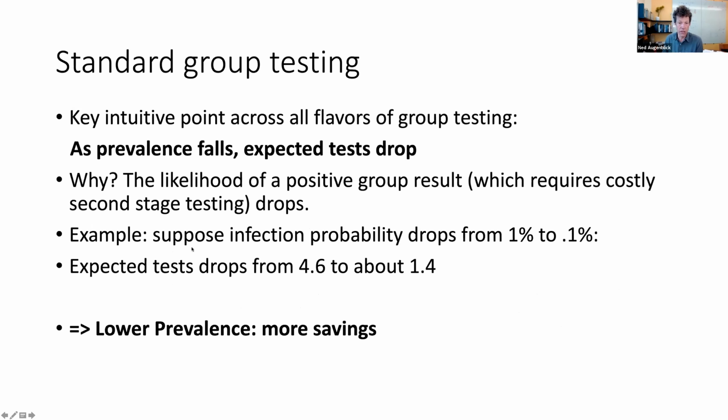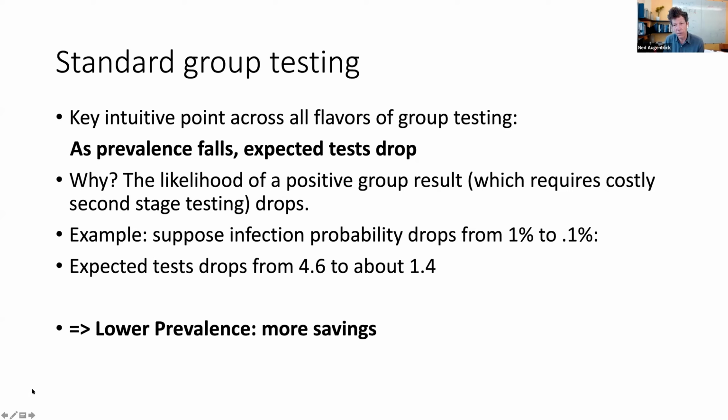The idea is that the problem we don't want to have is positive group results. If we have very low prevalence, then we have a very low likelihood of getting a positive group result, which means we're very likely to only use that one test, which means that we're going to use a lot fewer tests. Let me just give you an example.